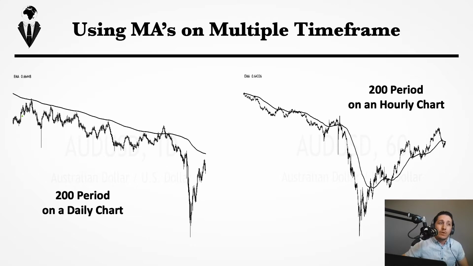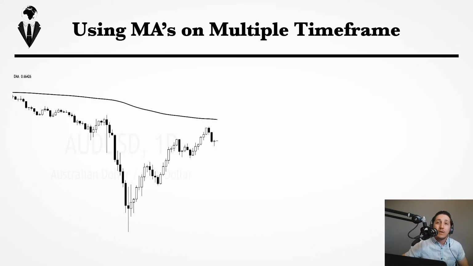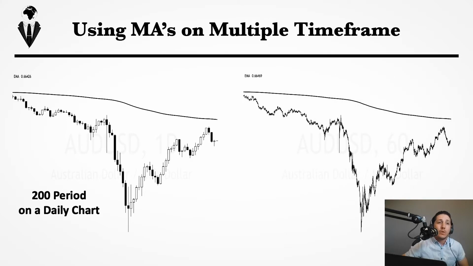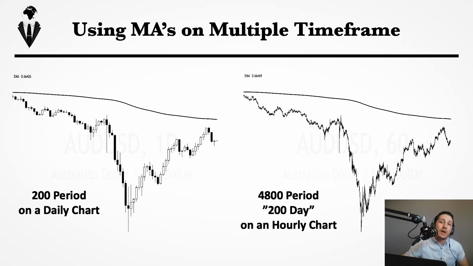All right. So this is still the 200 period on a daily chart, but if we wanted to look at that same data set on an hourly chart, we would have to pull up a 4,800 period, as we just discussed. And as you can see, it is the same on both charts, right? We have our high here and our high here. So it's the same exact moving average. So if you were trading off an hourly chart and you wanted to know where that 200-day moving average was, it would be up here.